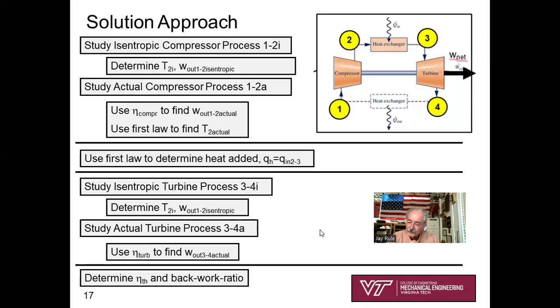That simple as that. So we have everything we need to determine the thermal efficiency and the back work ratio because we got the two work actuals. We got W actual for the compressor. It's going to be a negative number. We got W actual for the turbine. And we got QH in the high temperature heat addition process 2 to 3. Boom. Looks easy, doesn't it? The devil's in the details. But really, I find this a little easier to do than the internal combustion engine models.